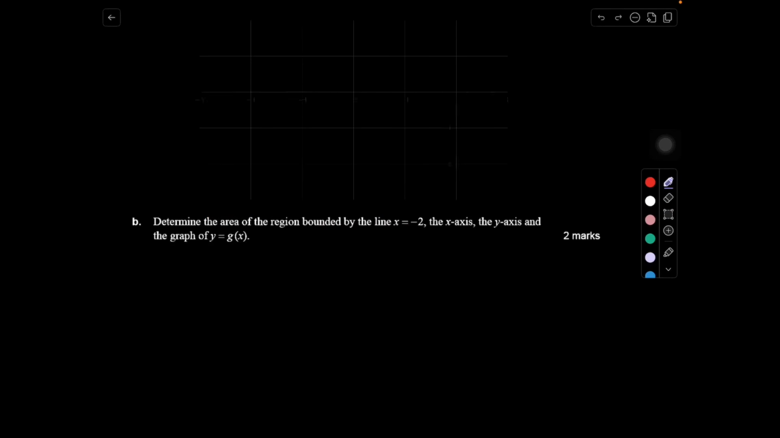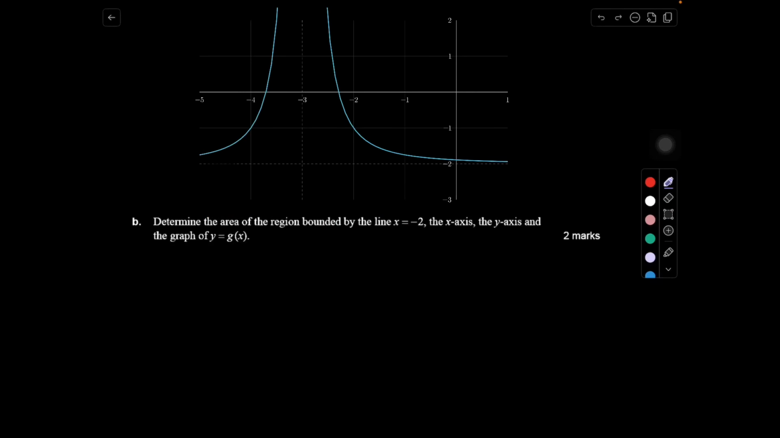This question is asking us to find the area between the line x equals negative 2, the x-axis, the y-axis, and the graph. You can see here what that area is. And you can see that the area is below the x-axis, so that makes the area negative. We want a positive area.